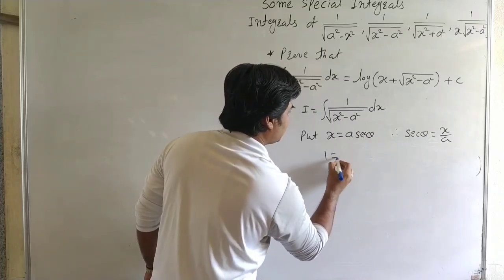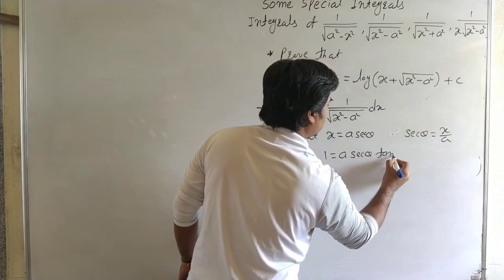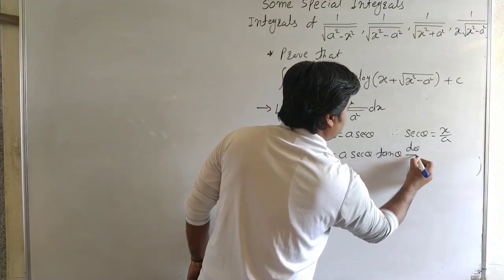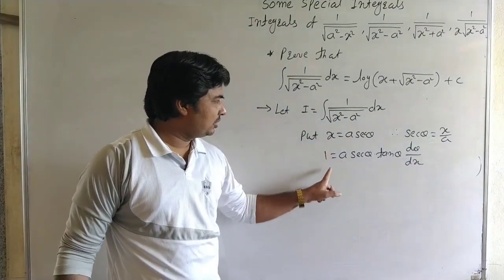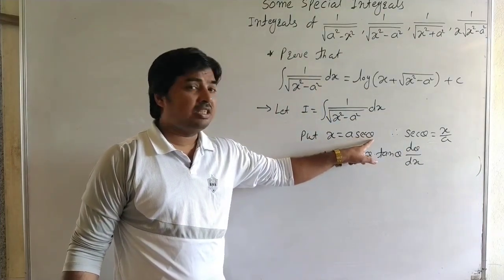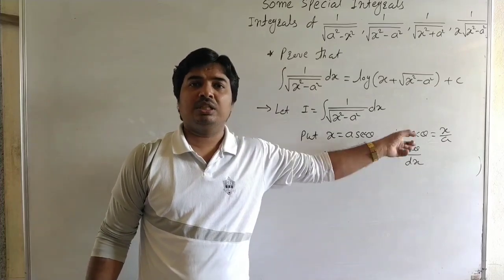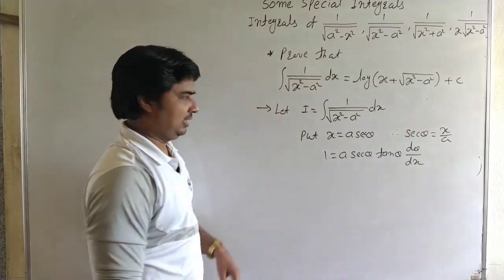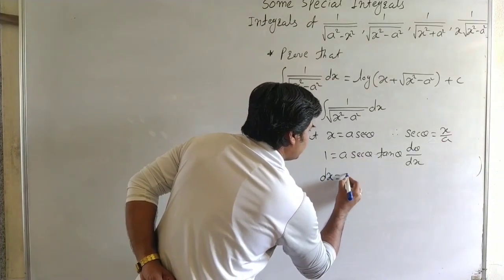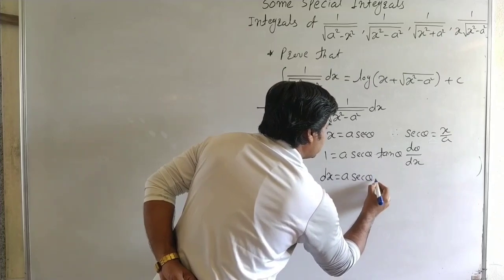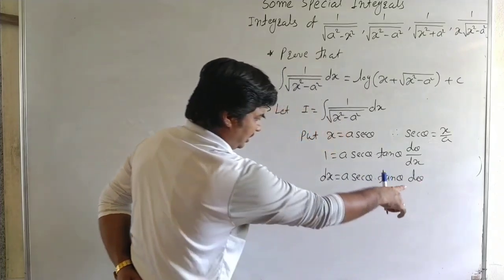1 is equal to a sec theta tan theta d theta by dx. Okay, differentiate with respect to x. Derivative of x is 1. The derivative of sec theta with respect to x is sec theta into tan theta into the derivative of theta, that is d theta by dx. Now dx is equal to a sec theta tan theta d theta. Okay, it is the value of dx.